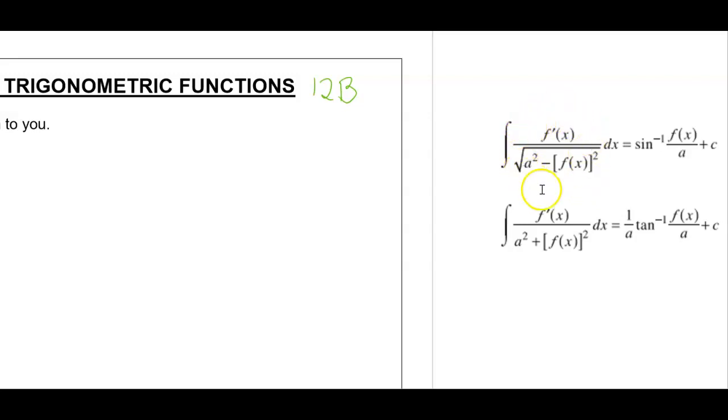We're integrating something of this format, and if it is in that format, we're going to get an inverse sine plus c. The same with the tan. If something is in this format, when we integrate it, we're going to end up with an inverse tan. But we don't integrate inverse sine and we don't integrate inverse tan. We integrate things that look like their derivative, and that's what we end up with.